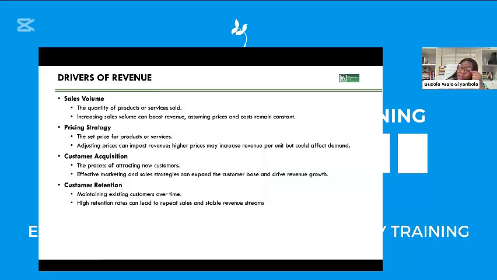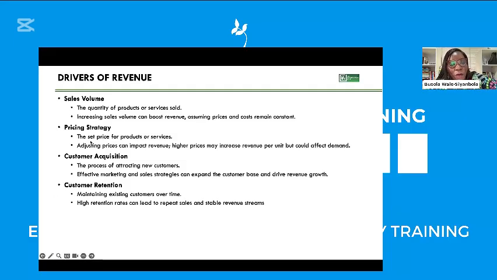Now, some drivers of revenue, I think we'll talk through 8 of them very quickly. One is your sales volume. We've spoken about costs, okay? And I will talk about cost structure in a bit more detail. But let's look at the things that would allow a business entity make money. One is the volume of sales activities that happens in that business, the quantity of products or services sold. Increasing your sales volume can boost your revenue, assuming prices and costs remain constant.